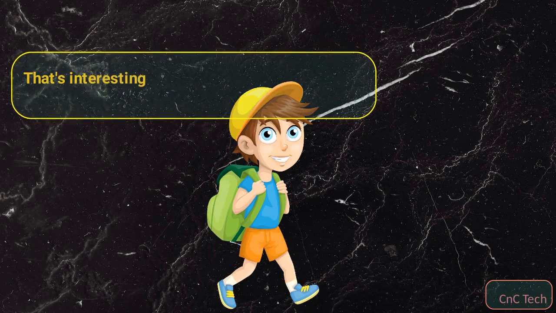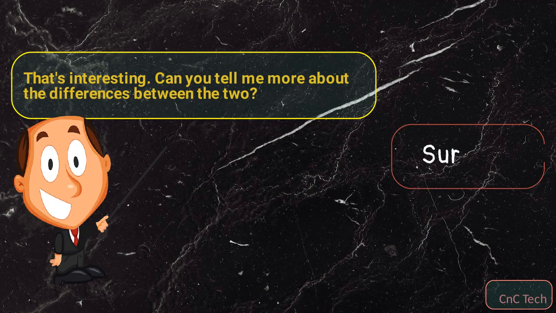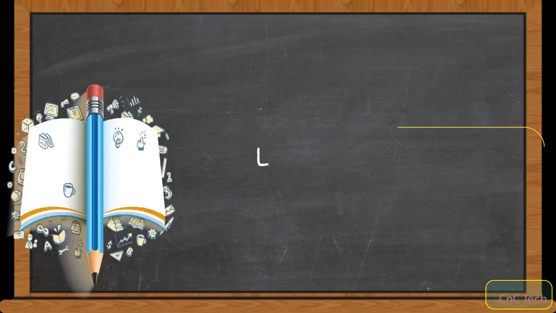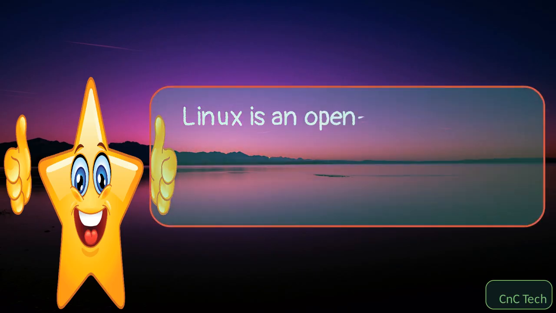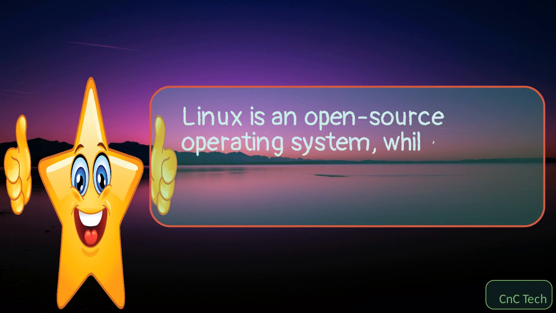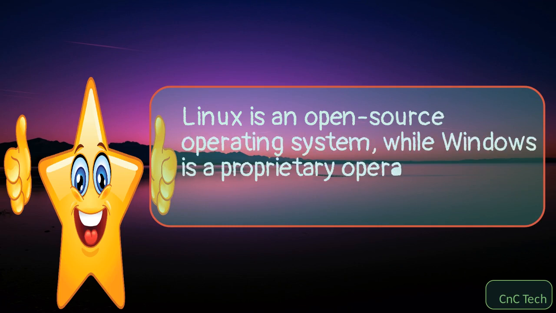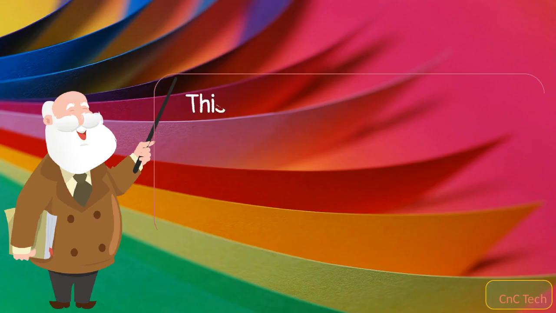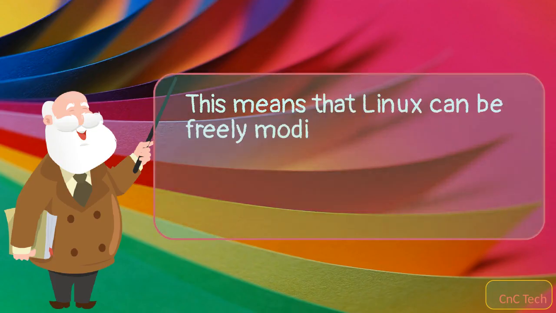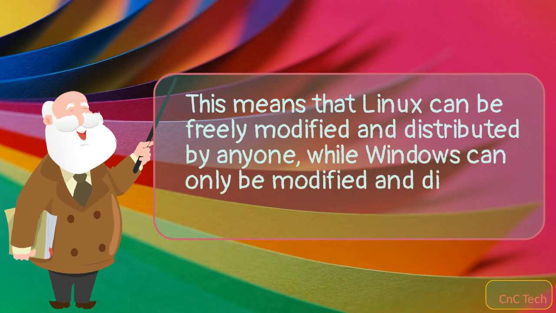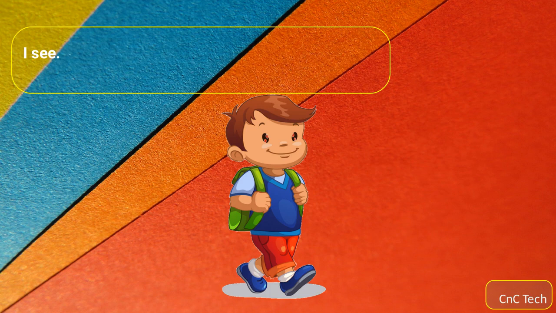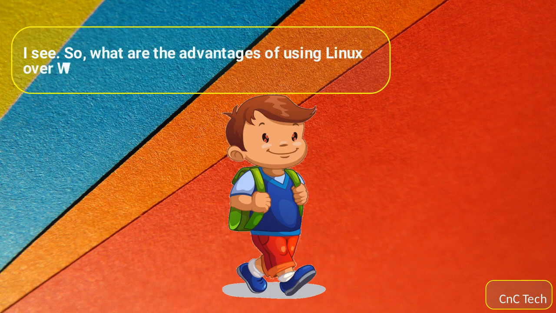That's interesting. Can you tell me more about the differences between the two? Sure thing. Let's start with the basics. Linux is an open-source operating system, while Windows is a proprietary operating system. This means that Linux can be freely modified and distributed by anyone, while Windows can only be modified and distributed by Microsoft. I see. So, what are the advantages of using Linux over Windows?